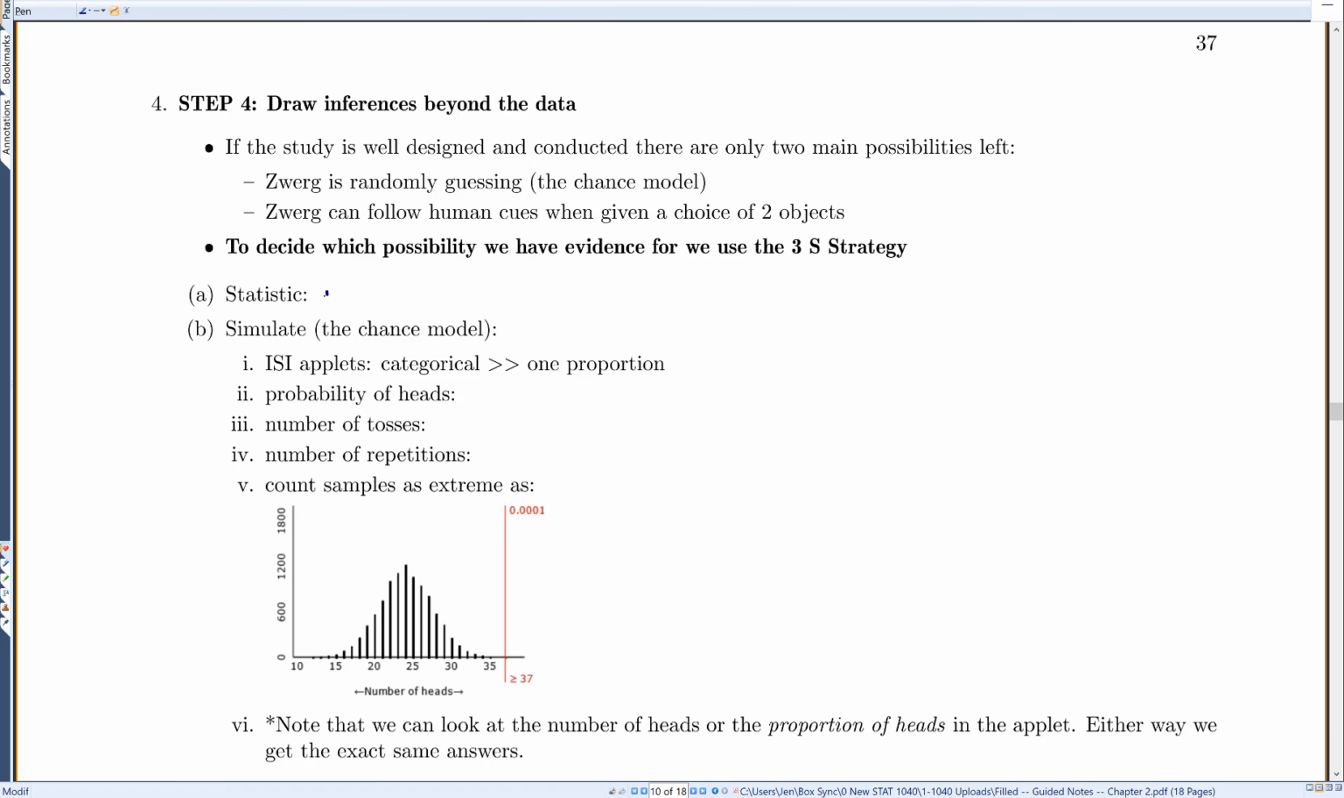So first is our statistic. What is our statistic? It was that p hat equals 0.77, or my count of, what did we say, 37 out of 48 correct. So you can use it as proportions, or you can just look at the count. Okay, then we're going to simulate with the chance model.